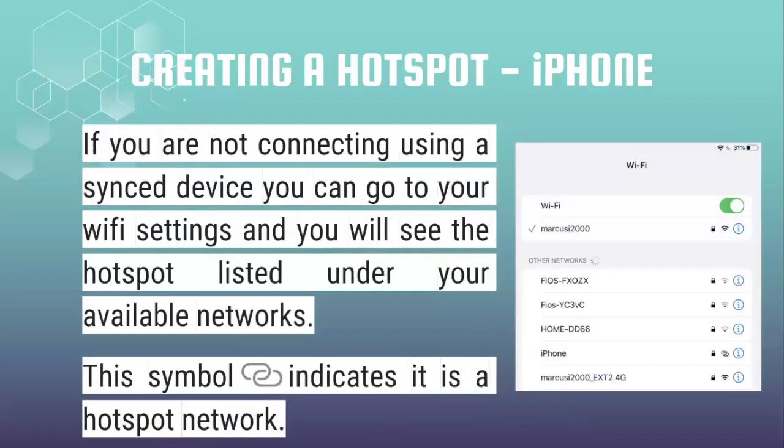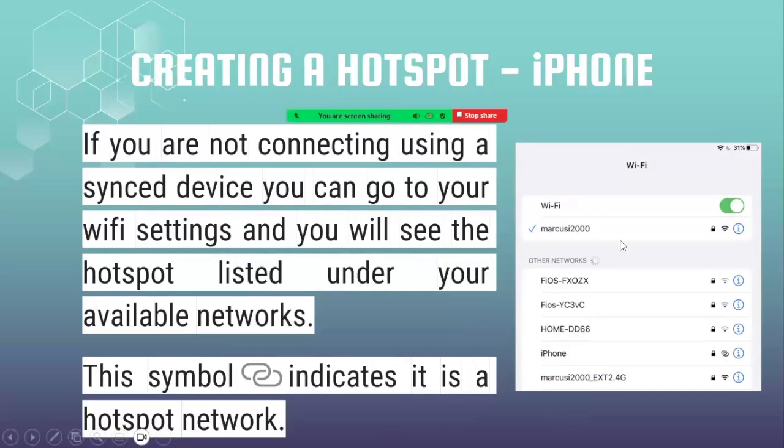If you are not connecting using a synced device, you can go to your Wi-Fi settings and you will see the hotspot listed under your available networks. This symbol, which is like two paper clips intertwined, indicates it is a hotspot network.